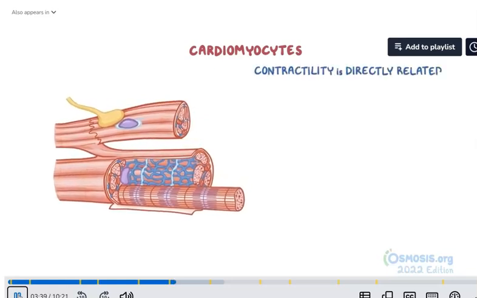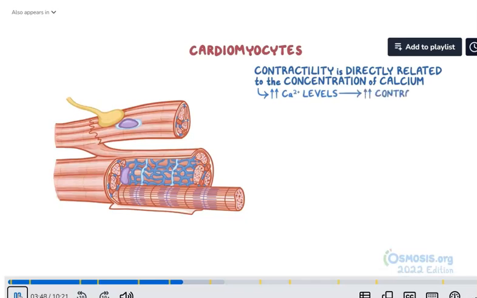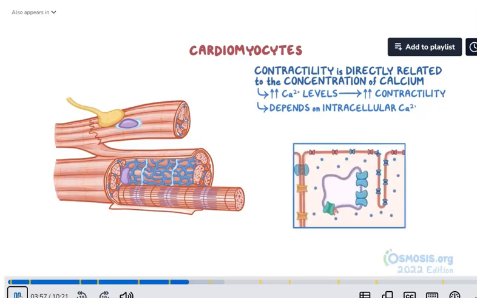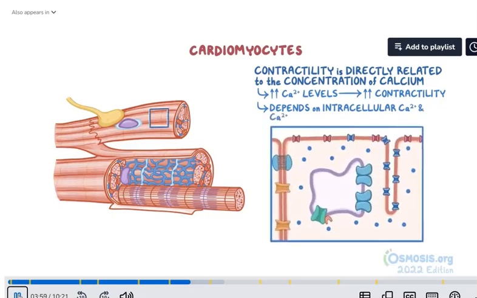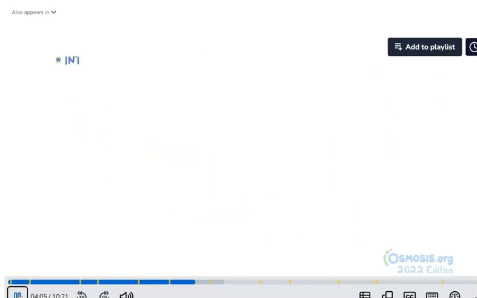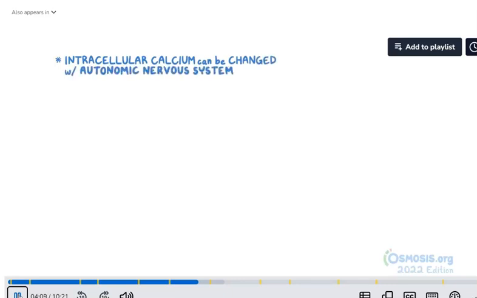Contractility is directly related to the concentration of calcium within the cardiomyocyte, so any factors that increase intracellular calcium levels will increase cardiac contractility. Since calcium is stored in the sarcoplasmic reticulum, concentrations of calcium will vary with how much calcium there is intracellularly and how much calcium is stored within the sarcoplasmic reticulum that is available to be released. One of the main methods intracellular calcium can be changed is with the autonomic nervous system.